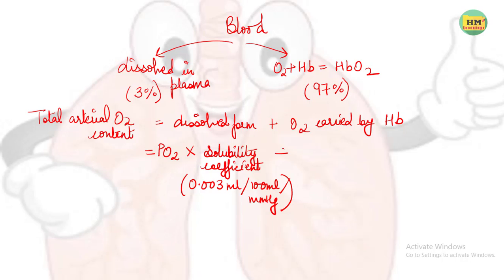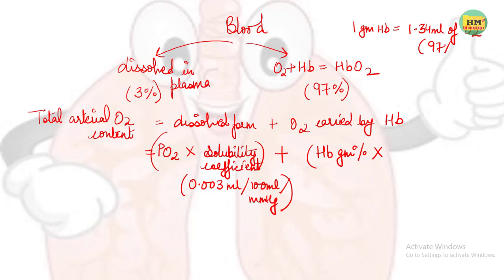Plus the oxygen carried by the hemoglobin. We can find that out by multiplying the hemoglobin concentration in 100 ml of blood by the oxygen carried by 1 gram of hemoglobin. One gram of hemoglobin carries about 1.34 ml of oxygen when it is 97% saturated. So we multiply it with 1.34 ml to get the oxygen carried by the hemoglobin.